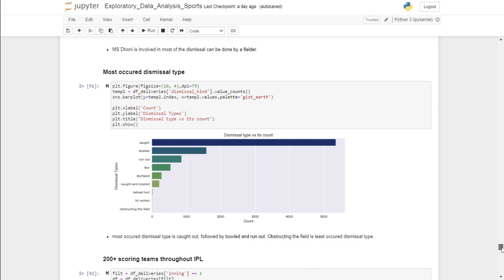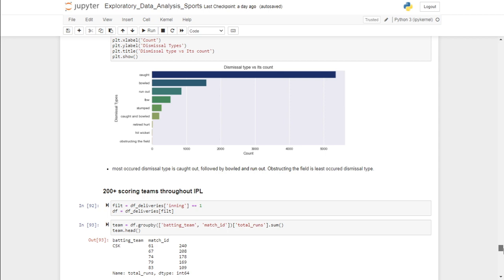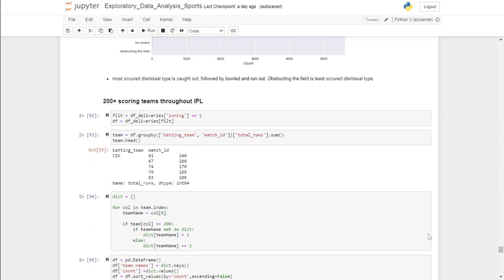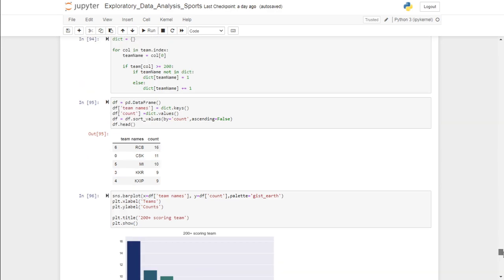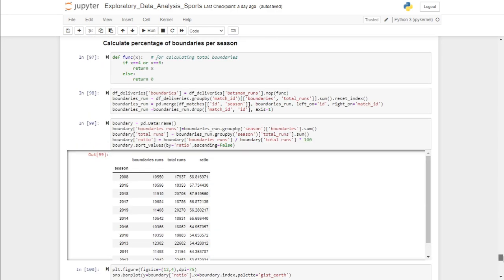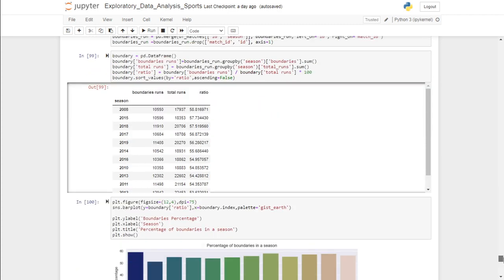The very low wicket, low count situation. And 200 plus scoring teams throughout IPL. You can see that RCB has the most count, 16 times scoring 200 plus runs, and CSK is next with 11 200 plus runs throughout the IPL.